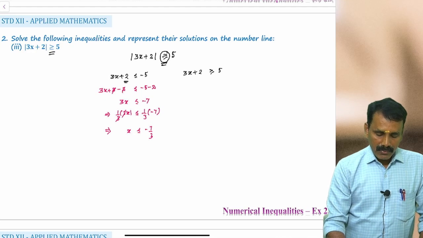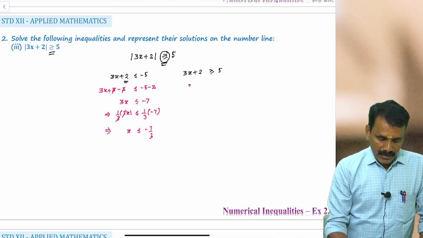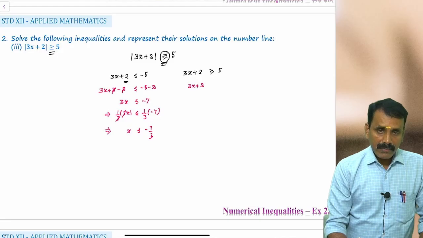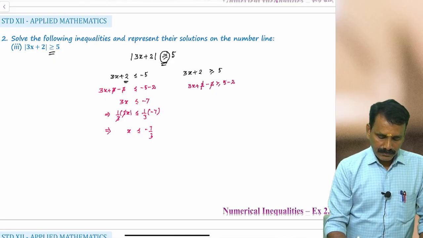We consider the other inequality, 3x plus 2 greater than or equal to 5. We try to get the value for x from this inequality. So 3x plus 2, we add the additive inverse of plus 2, which is nothing but minus 2, greater than or equal to 5 minus 2. 2 cancels here. So 3x is greater than or equal to 3.